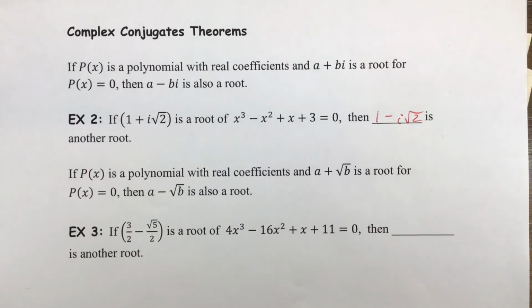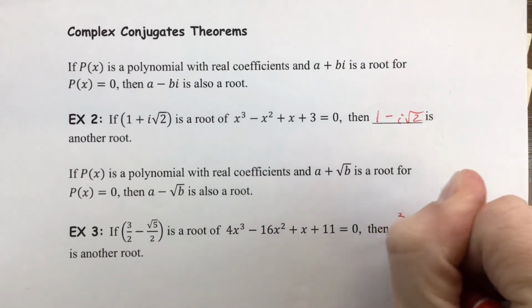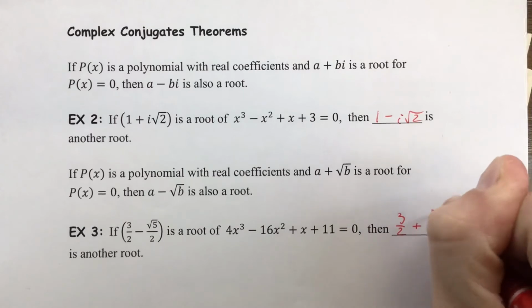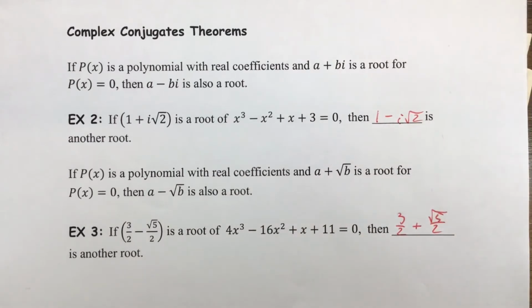Again, if p of x is a polynomial with real coefficients and a plus the square root of b is a root for p of x equals 0, then the conjugate, a minus the square root of b, is also a root. Example 3, if 3 over 2 minus square root 5 over 2 is a root for this polynomial, then the conjugate would also be a root, which would be 3 over 2 plus square root 5 over 2.